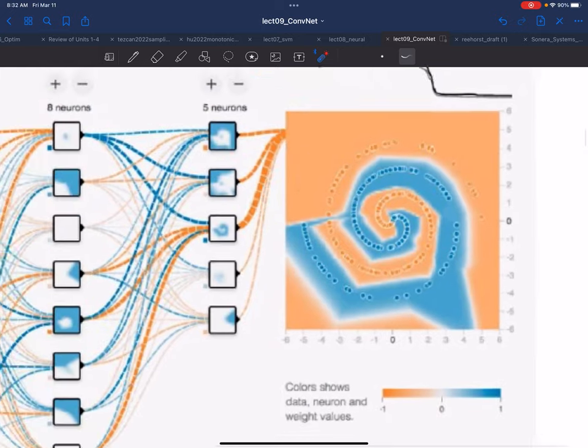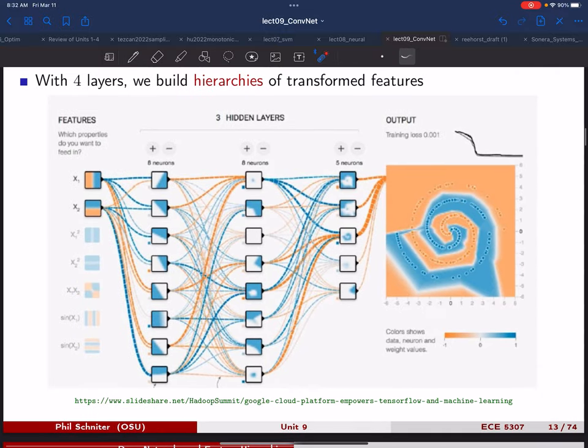But anyway, the point here is to see that as you add more layers, you can get more and more complicated decision regions, and you can accomplish more complicated tasks. Okay. But still, this is definitely a toy problem.